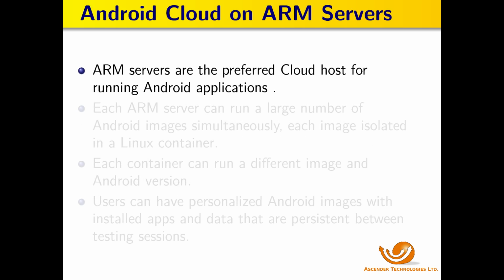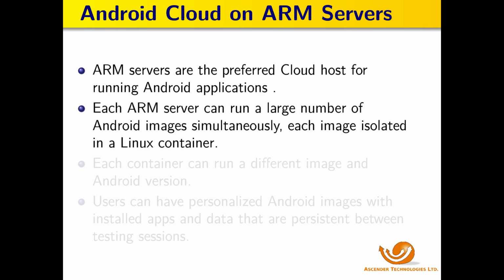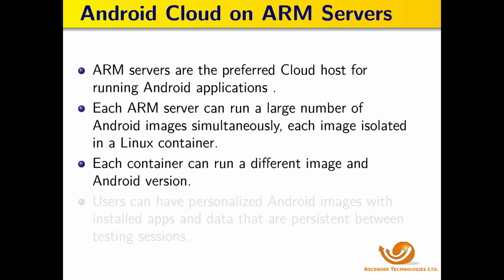The ideal cloud host for testing Android apps is ARM servers. The new generation of high-performance ARM servers are unrivaled for Android in the cloud. A large number of Android images can be tested on one ARM server. For example, approximately 100 apps can be tested concurrently on a Cavium Dual ThunderX server. With Android in the cloud, each server can test multiple apps running multiple versions of Android simultaneously.